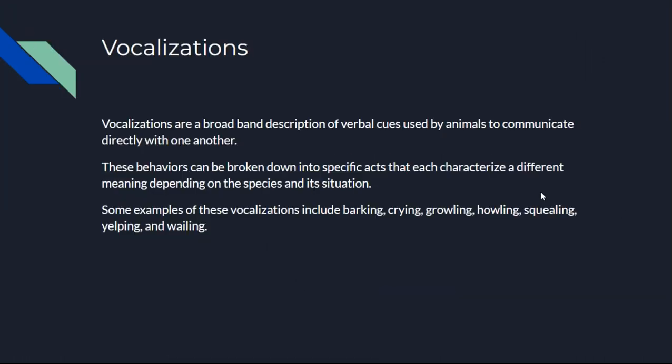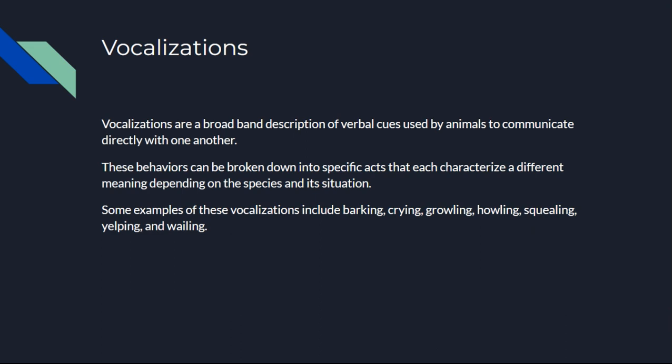To begin, we should first discuss what vocalizations are. Vocalizations are a broadband description of verbal signals used by animals to communicate directly with one another. These behaviors can be broken down into specific acts that each characterize a different meaning depending on the species and its situation. Some examples of these vocalizations include barking, crying, cooing, growling, howling, squealing, yelping, wailing, etc.